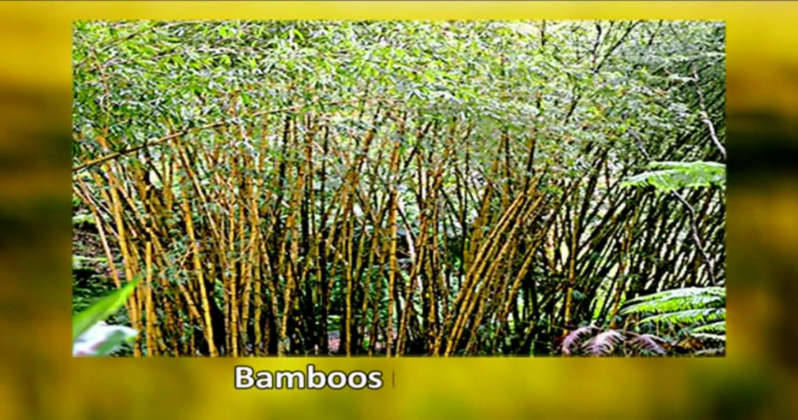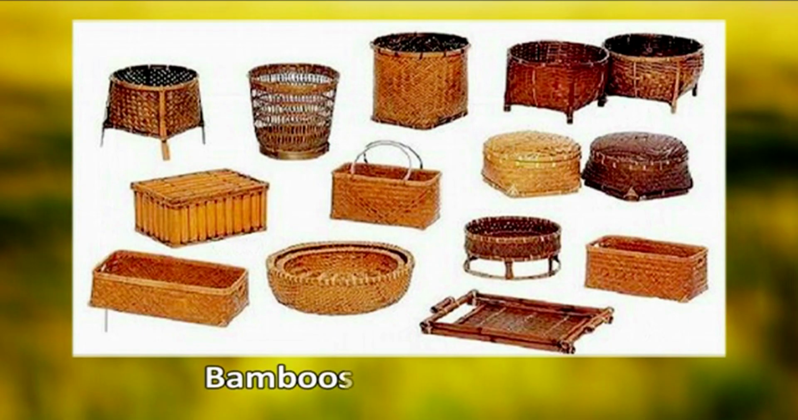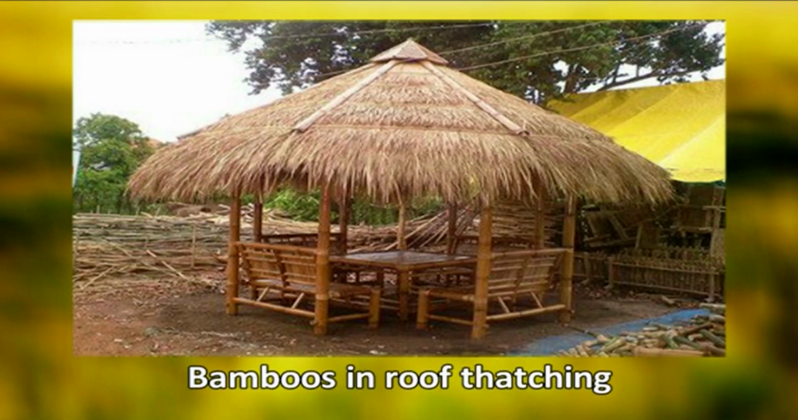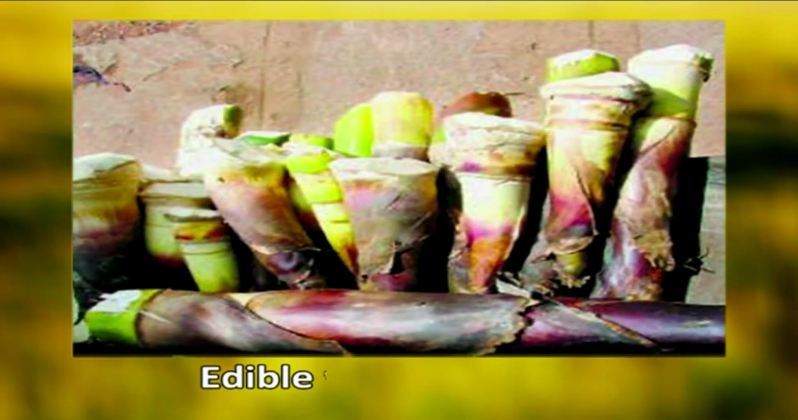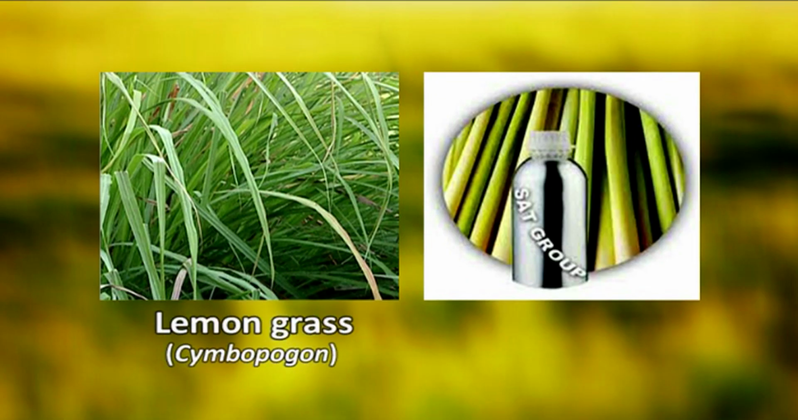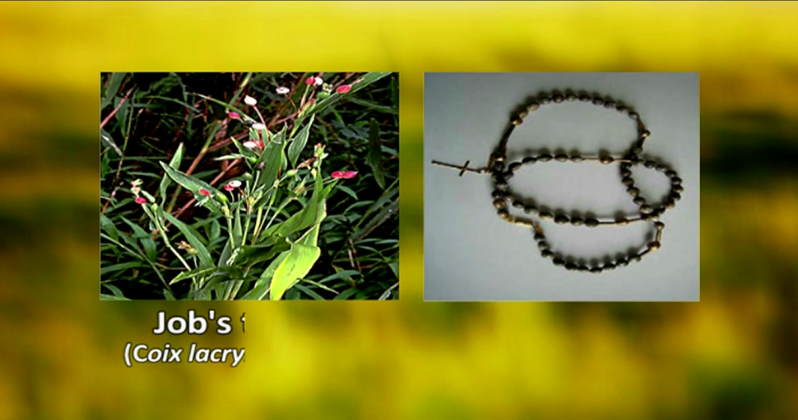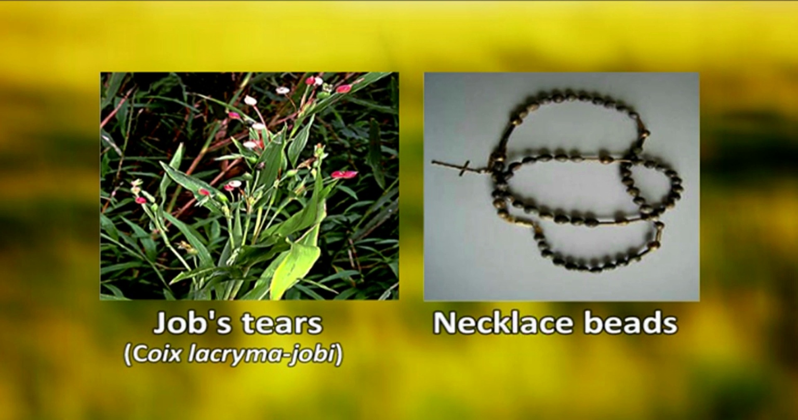The grass which has a tree habit, called Bambusa, commonly known as bamboo, is used extensively in construction work, wicker work, and roof thatching. Edible young bamboo shoots are used as a source of food, or they can be used as a source of fiber for the paper industry or pulp for rayon making. A grass by the name of lemongrass, scientifically known as Cymbopogon, has leaves that are distilled to yield essential oil. The mature grains of a grass commonly known as Job's tears, scientifically known as Coix lacryma-jobi, are used in making necklace beads.